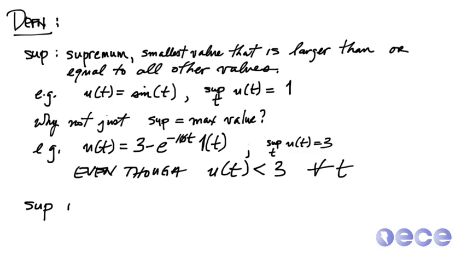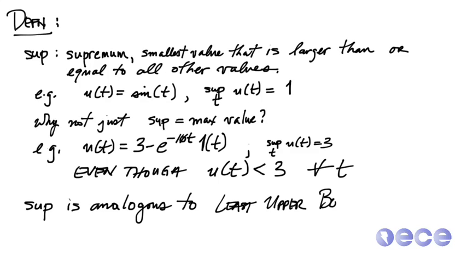But u of t is never actually equal to 3. So u of t is smaller than 3 for all t. No matter what value you choose for t and how big it is, e to the minus 10 times that t is going to be non-zero. And so you're going to get a number that's not quite 3, but it's going to approach 3 infinitesimally. So it's analogous to the least upper bound here, but it's not the maximum value, because u of t never actually equals 3. So we have this magical thing called the supremum that allows us to basically say the same thing that max says, but in a mathematically convenient way.